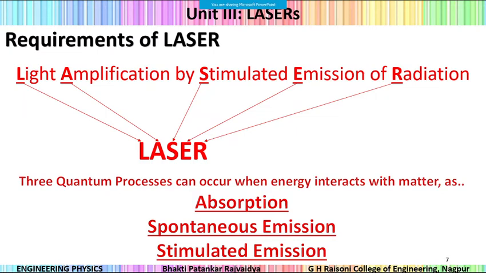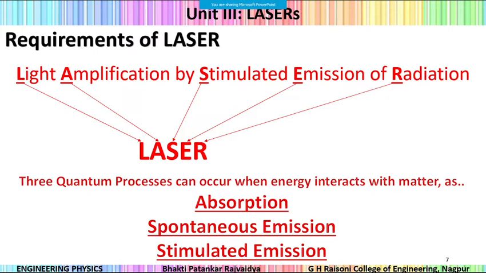So you need to send some energy onto this matter, and then this matter will make out laser. So these three quantum processes are very important. I want you people to please note down in your copies the keywords, the key points. So the three processes are absorption, spontaneous emission, and stimulated emission. Now we will see the three processes one by one.